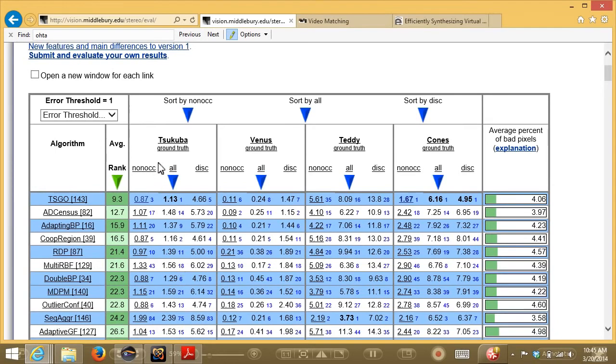And if I decide to sort by, there's also some maps where some stereo algorithms will explicitly tell you this is where I think the occlusions are in the image, and there are metrics for deciding how well an algorithm did on that also. Okay, so that's the Middlebury Stereo database.